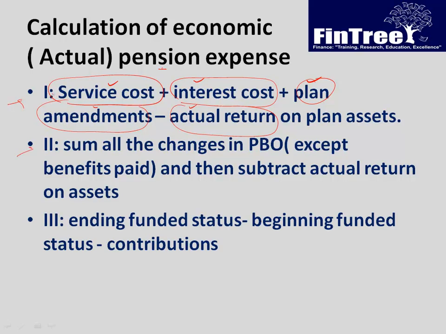The second one is nothing but the first one, written in a different fashion. So changes in your PBO, and changes in your PBO is what? Service plus interest plus plan amendments minus the benefits paid. So adjust that for the contributions paid, and then reduce the actual return on assets. Same thing. Is this making sense?